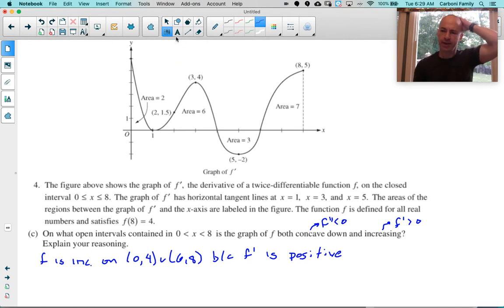However, I don't have f double prime. I'm given the graph of f prime, so I actually have to connect my concavity to f prime instead of f double prime. If f double prime is negative, that means f prime is decreasing, because if any derivative is negative, its antiderivative, the original, is decreasing. So I'm going to look for the intervals where this derivative is decreasing.